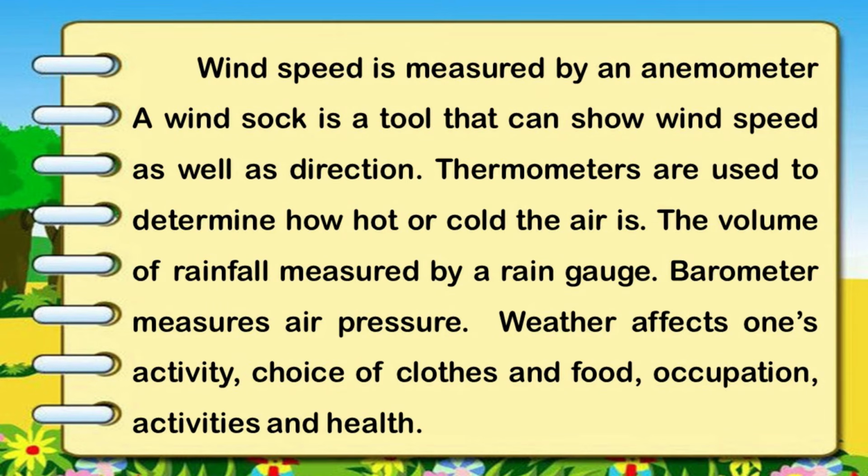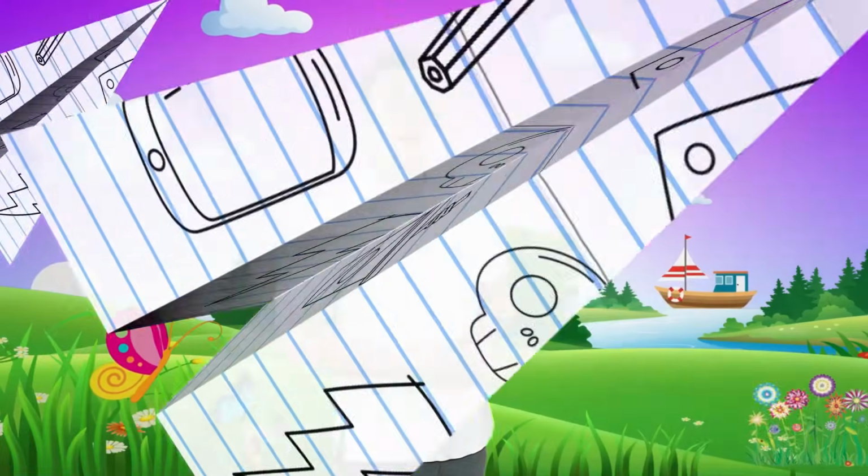Wind speed is measured by an anemometer. A windsock is a tool that can show wind speed as well as direction. Thermometers are used to determine how hot or cold the air is. The volume of rainfall is measured by a rain gauge. Barometer measures air pressure. Weather affects one's activity, choice of clothes and food, occupation, activities, and health.